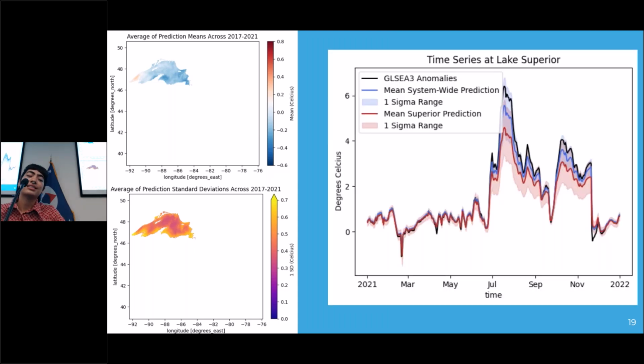Again, if you look at a time series at Lake Superior, ground truth in black, the system-wide prediction envelope in blue, and the Superior prediction model in red, we can see that generally it does capture the ground truth, but not at these high anomaly levels, such as in July and November. So it's not quite as confident, and it doesn't exactly capture the ground truth.